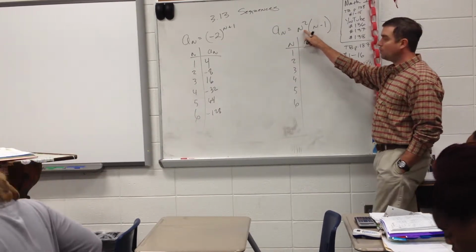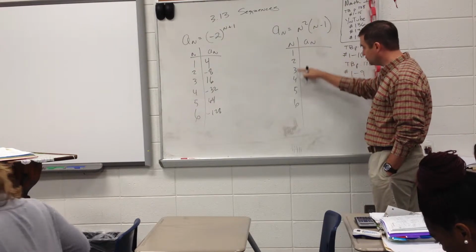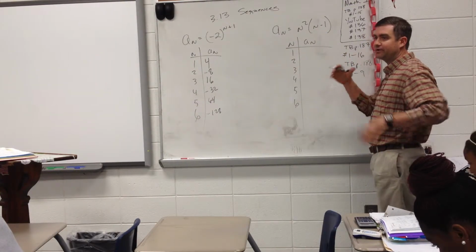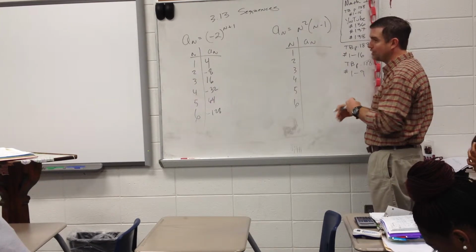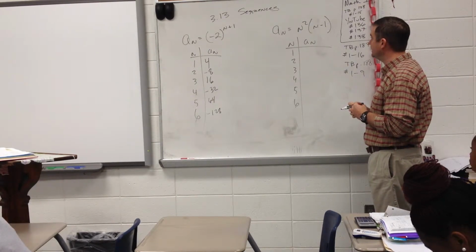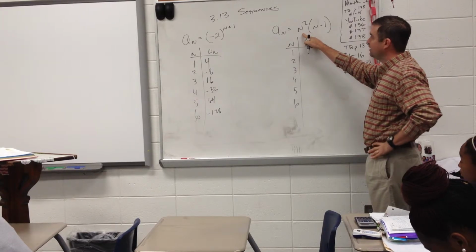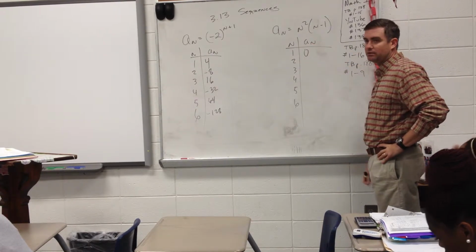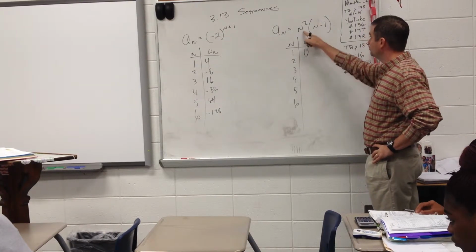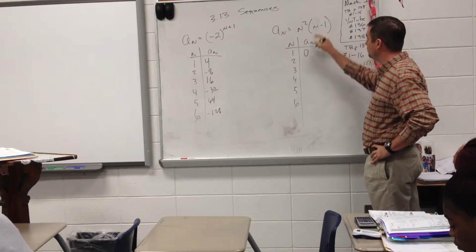Alright, how about over here? We've got an n squared and an n. We're going to take 1, 2, 3, 4, 5, 6 and plug that in. We're going to find the first 6 terms of the sequence. I'm just allowing you to organize it in a T-chart. We take 1 right here, and we get 1 squared. 1 minus 1 is 0, so we get 0. How about 2? 2 squared is 4. 2 minus 1 is 1, so that'd be 4.